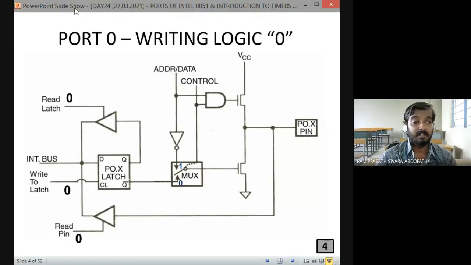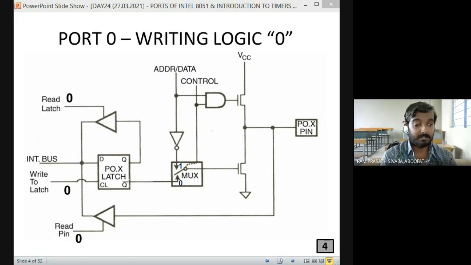In port 0, we are seeing the construction of only one pin. Similarly, the other 7 pin constructions will be the same as this. What you have typed is a byte operation. I am asking about a single bit. Classroom 1 has many answers typed. Very good. The answer is correct.